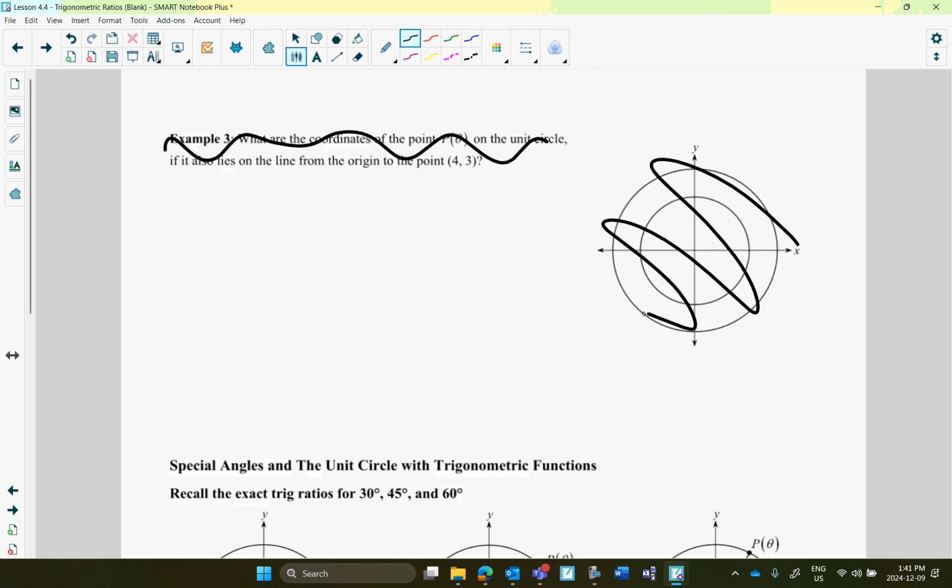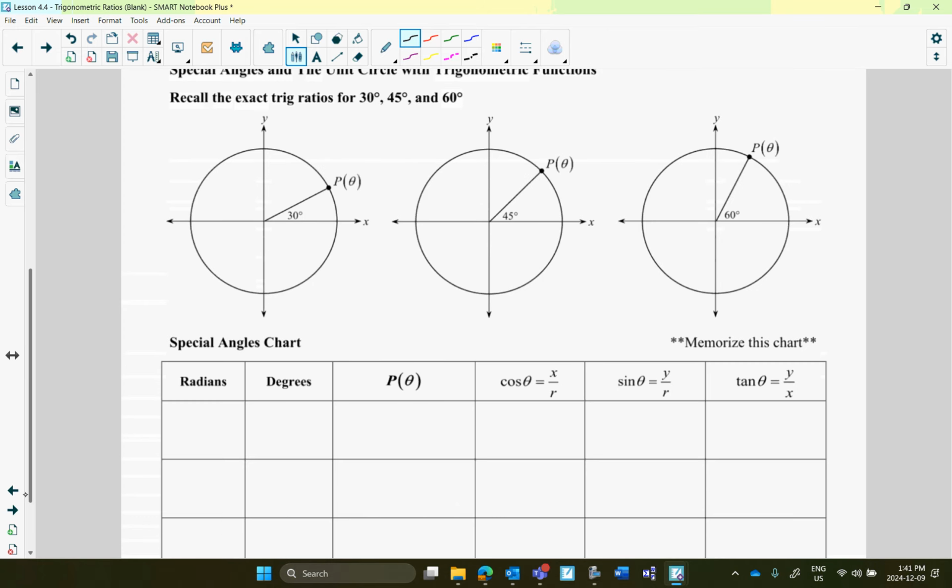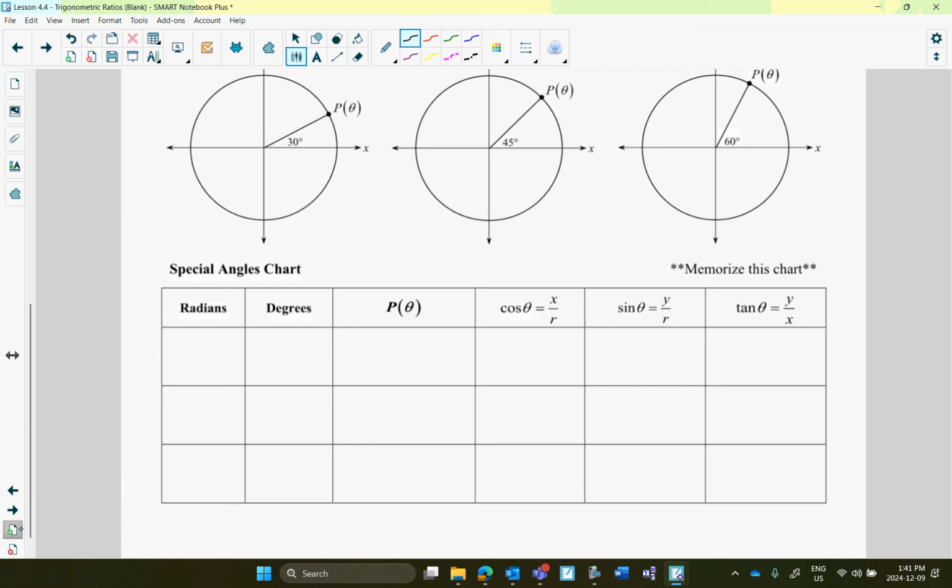Last thing you want to do with this is we want to be able to find a whole bunch of trig ratios of common angles without using a calculator. So let's start with this one, the 30 degrees. What is 30 degrees in radians? Pi over 6.